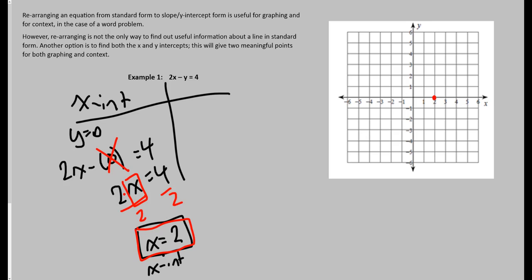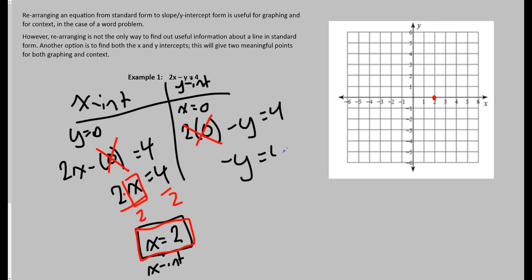And then similarly for the y-intercept, all y-intercepts have an x value of 0. So I'm going to substitute 0 for x by recopying the question. 2 times x, which is 0, minus y equals 4. And again, 2 times 0 or anything times 0 is nothing, so that disappears. And I would be left with negative y equals 4. And that negative sign is invisibly -1.